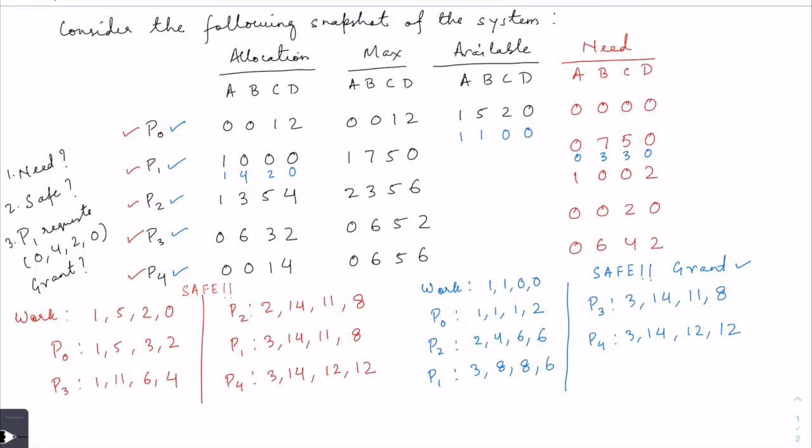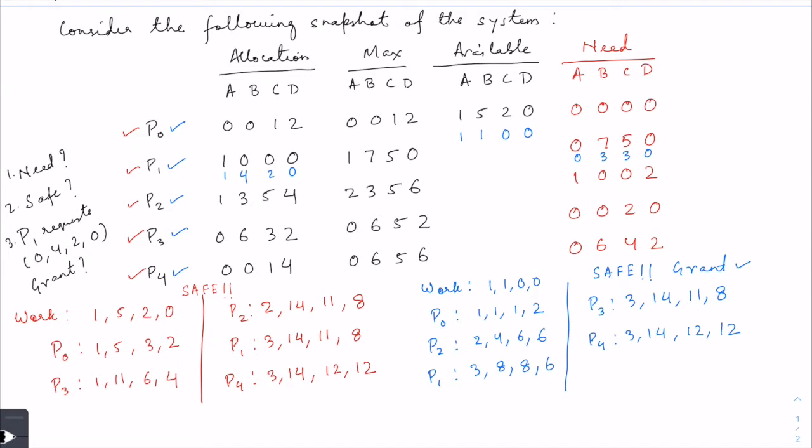In this video, we will be discussing the banker's algorithm that is usually used in operating systems to avoid deadlocks. Consider the following snapshot of the system. So we have about 5 processes. The allocation matrix is given here. The max matrix is given here. The available vector is right here.